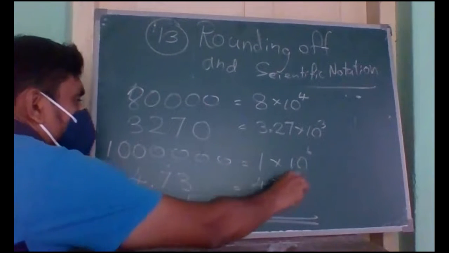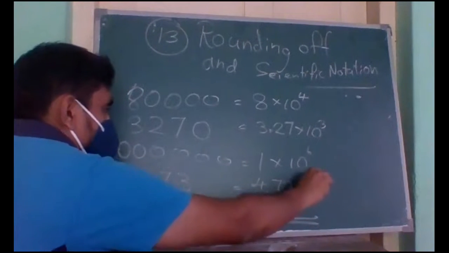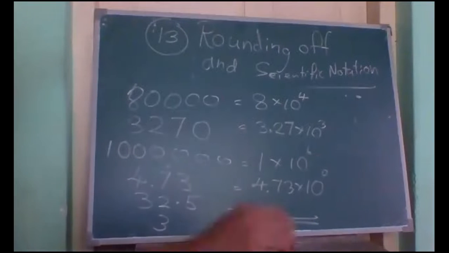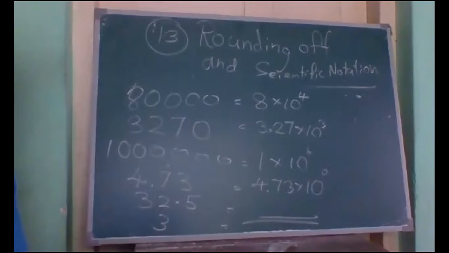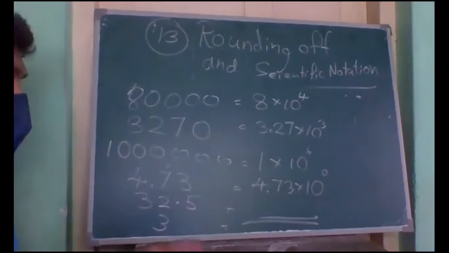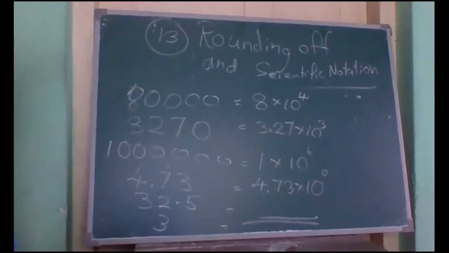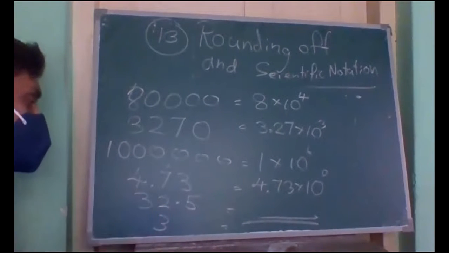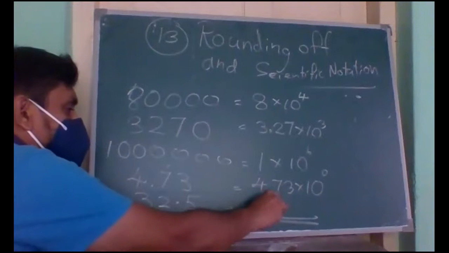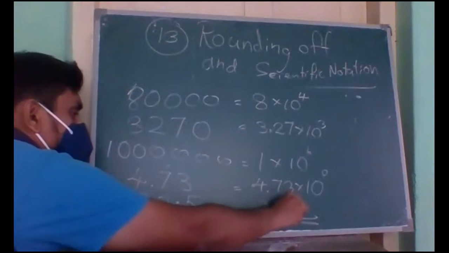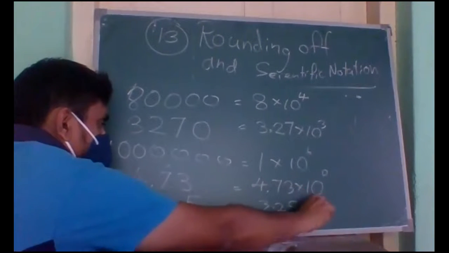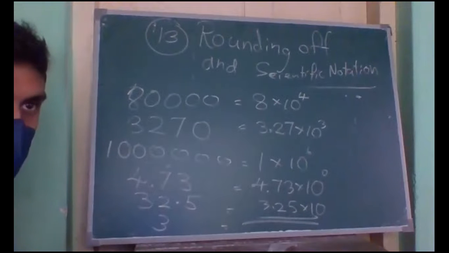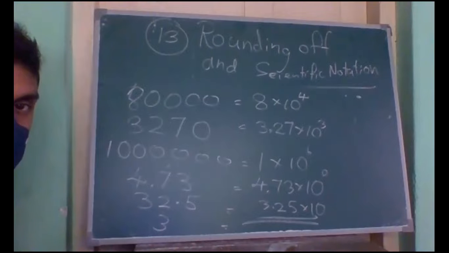4.73 into 10 to the power 0. Very good. 10 to the power 0, because that will never change, no? That means the answer should be 1. Here, 3.25 into 10 to the power 1, or minus 1? There is a problem.